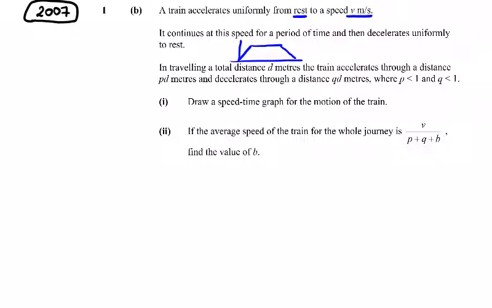In traveling a total distance of d meters, so that's the area in there, the train accelerates through a distance of pd meters and decelerates through a distance of qd. P is less than 1 and q is less than 1. And we're asked to draw a speed time graph for the motion of the train. And then the average speed is this v over p plus q plus b. Find b. Okay, we'll fit the graph in here.